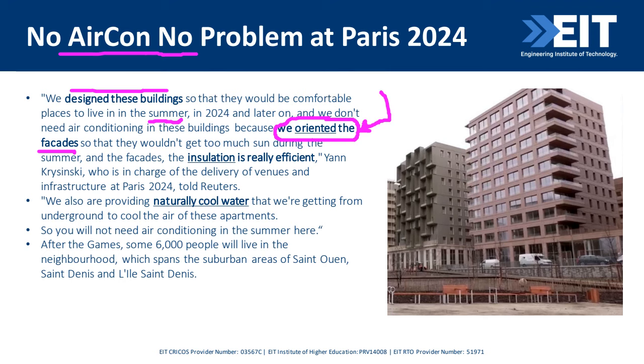They say insulation is really efficient, because that is going to bring down the load, the heat that you have to take, or the cold that you have to take out of the house. That's the second point, insulation. And then we get to the point of naturally cool water. So they say you would not need air conditioning, and the people that are going to stay there afterwards will be able to live there in the summer without any problems.